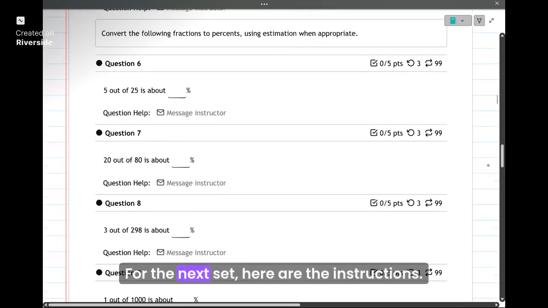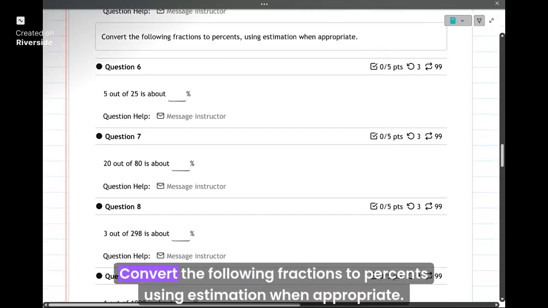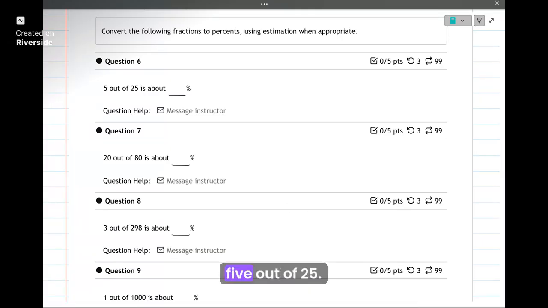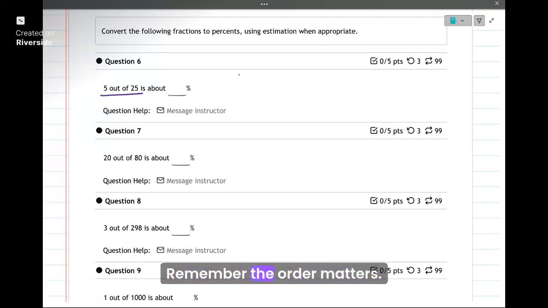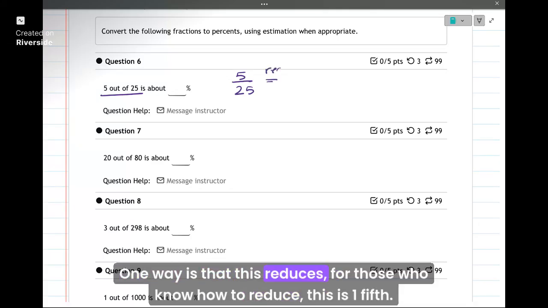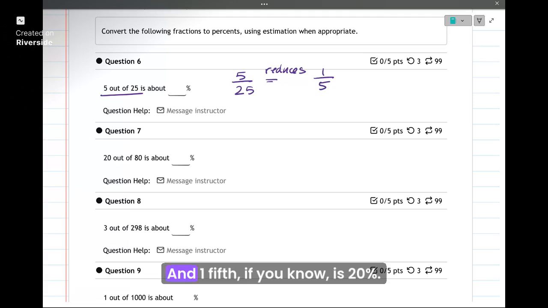All right. For the next set, here are the instructions. Convert the following fractions to percents using estimation when appropriate. 5 out of 25. So this is a fraction. Remember, the order matters, so it's 5 out of 25. There's a couple ways to think of it. I'll do it twice. One way is that this reduces, for those who know how to reduce, this is 1/5. And 1/5, if you know, is 20%.